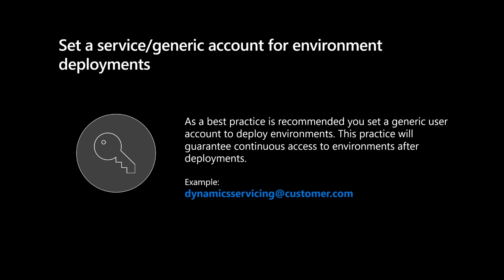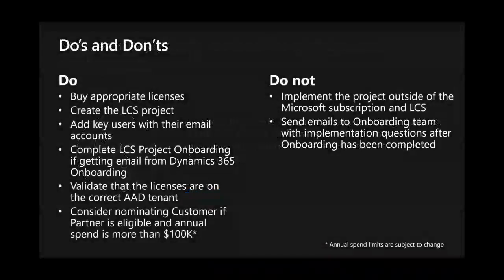Okay, so just a quick recap on all the do's and don'ts. On the do side, buy the appropriate license. You create the LCS project after buying license. You add key users from partner and customer side with the right roles and with their email accounts. You complete the LCS project onboarding. You validate the license if you see any discrepancy. And you do nominate customers if your partner is eligible, based on annual spend.